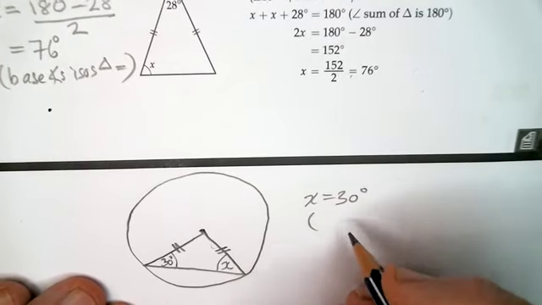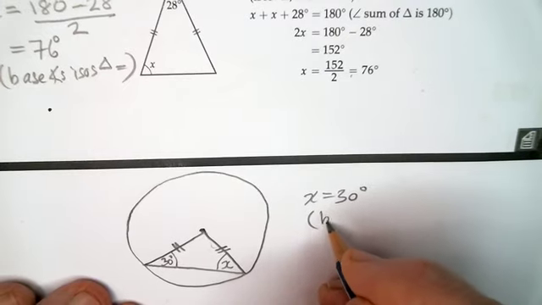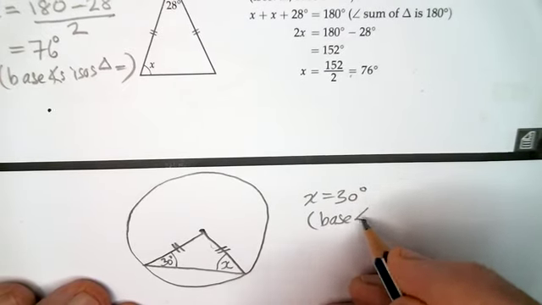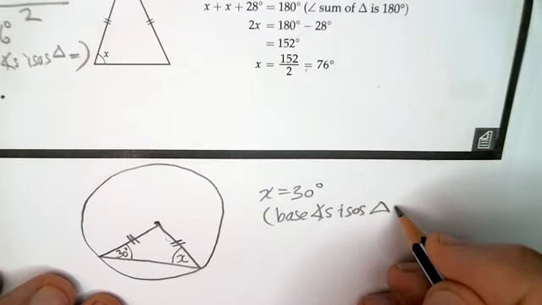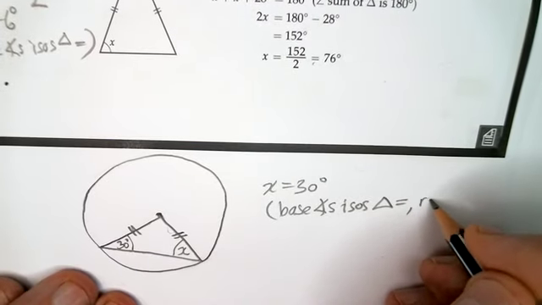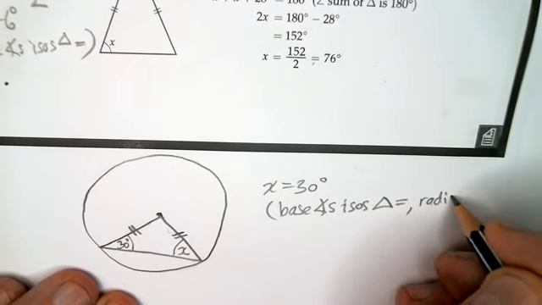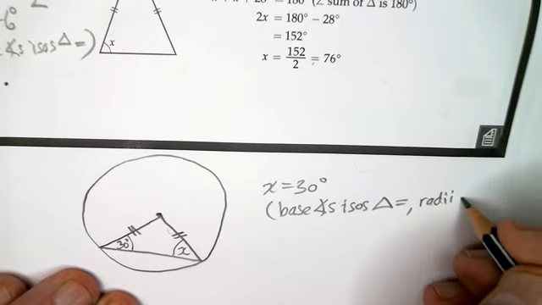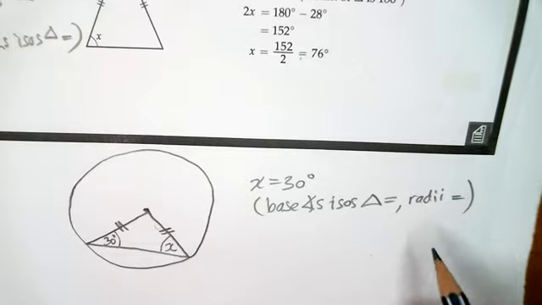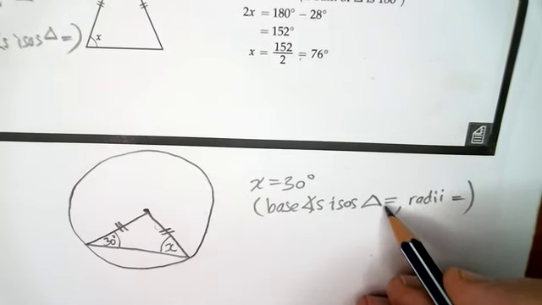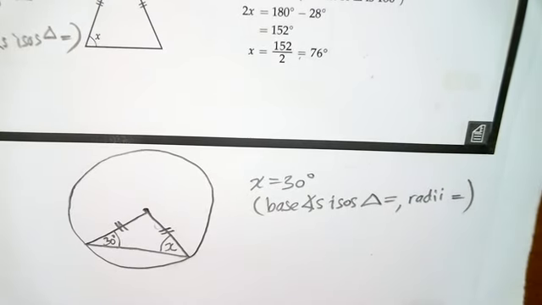And the reason I'm going to put is: base angles isosceles triangle equal, and then I would go radii equal. And I would tend to write it like that. Some people don't. They leave the equals out here and they just put it here. Over to you, but that would be the reason I would give.